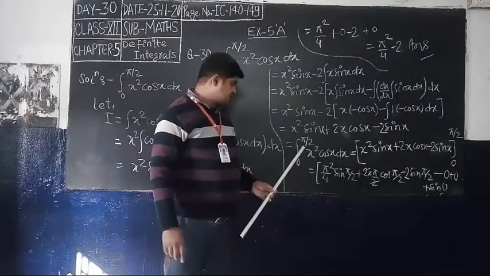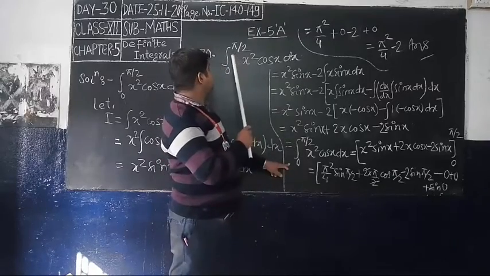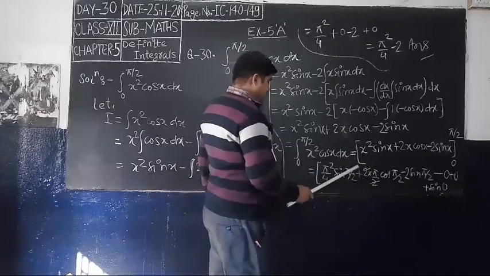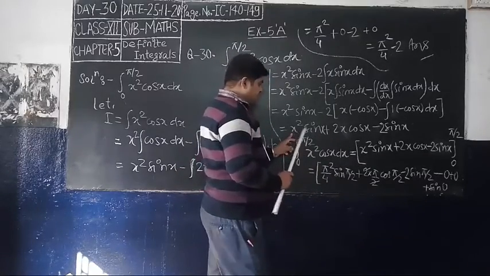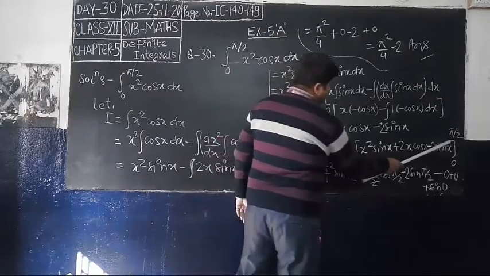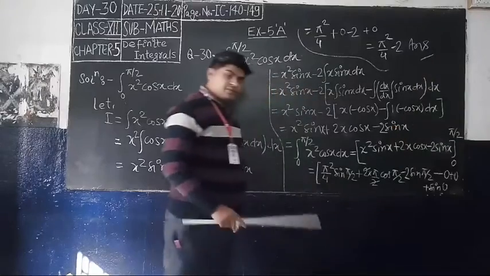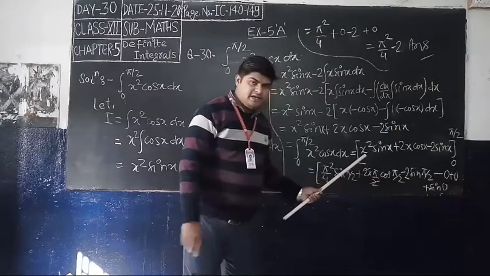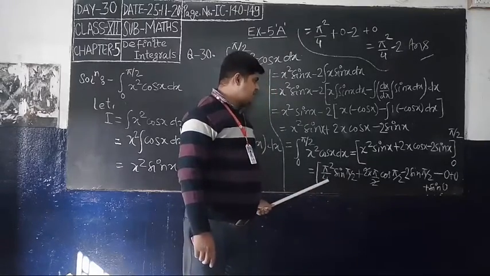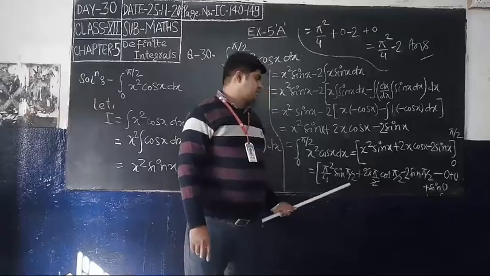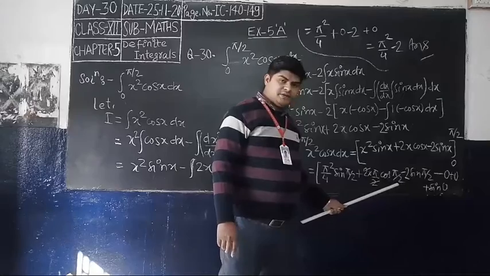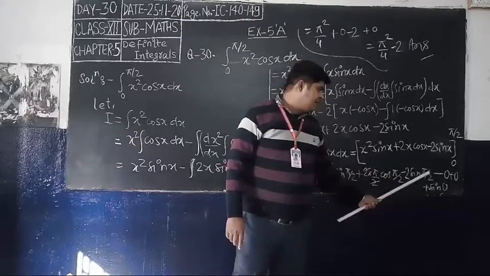Now put the limits in the integration of the given question, 0 to pi by 2 x square cos x dx. It is equal to putting the limit in the answer: x square sin x plus 2x cos x minus 2 sin x with limit 0 to pi by 2. Now put the value of pi by 2 instead of x. So pi square by 4 sin pi by 2 plus 2 into pi by 2 cos pi by 2 minus 2 sin pi by 2.